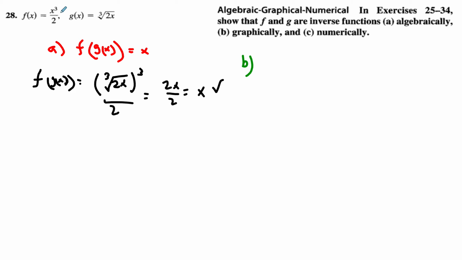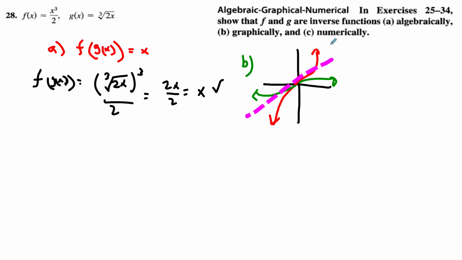Graphically, we know that x cubed over 2 is going to be some sort of cubic that has been vertically compressed, so it's going to open up a little bit wider, maybe like that. Still going to pass through 0, 0. And the cube root of 2x is going to be very similar. So it turns out that we're going to be able to show that these are indeed reflections over the line y equals x, which is what we're trying to do when we show that they are indeed inverses.